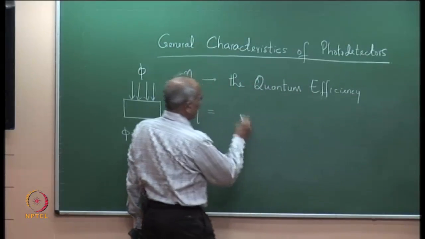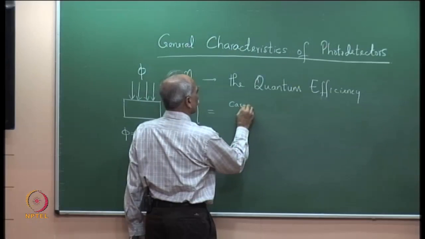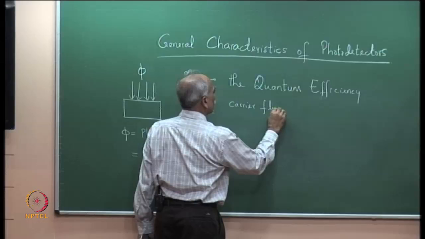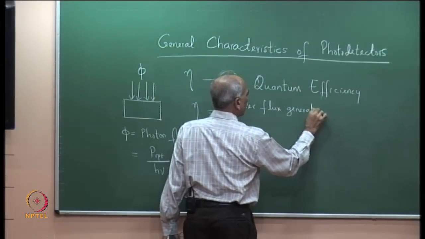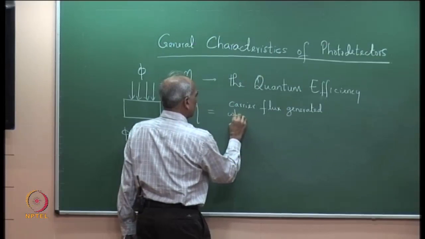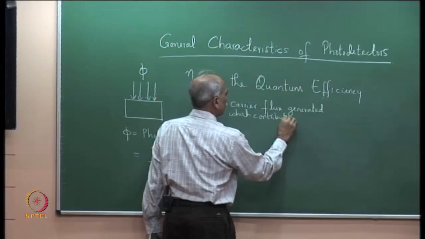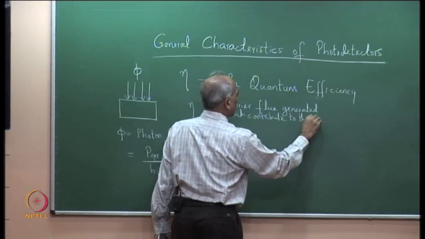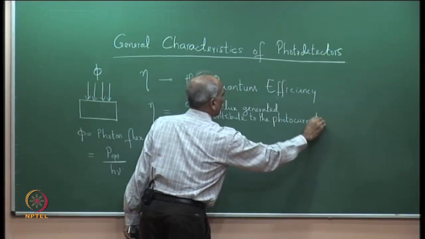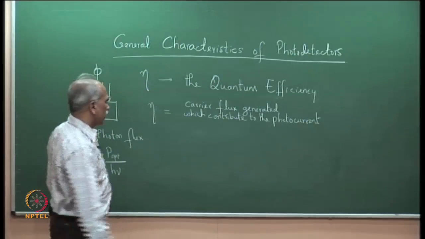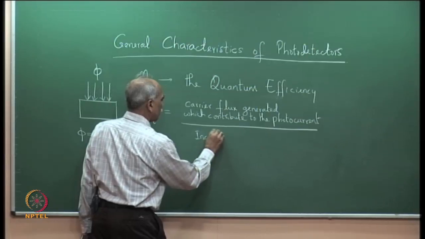Eta is the ratio of the carrier flux generated which contributes to the photocurrent, photocurrent referring to the photo generated current, divided by the incident photon flux.